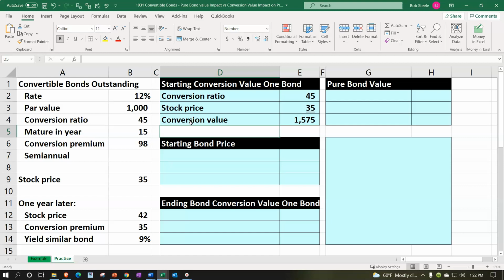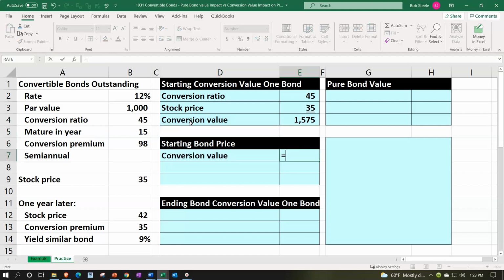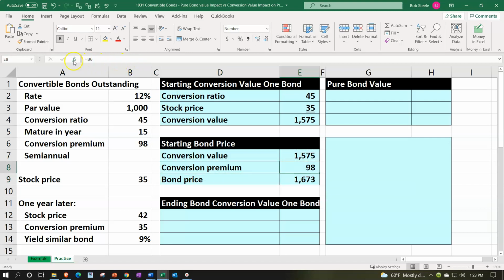Remember that the bond price could include the premium on the bond, the conversion premium, and that's going to be the $98 to get us up to the bond price. In other words, the conversion premium by definition is the amount over and above the conversion value to get to the bond price. So we're going to be picking up the conversion value, which is the $1,575. We'll pick up the conversion premium, which is currently at 98, and that'll give us our starting bond price, which would be equal to the SUM of those two items. That's the $1,673. Let's go to the font group and underline. So there we have that.